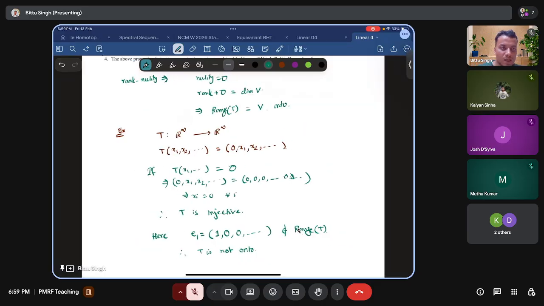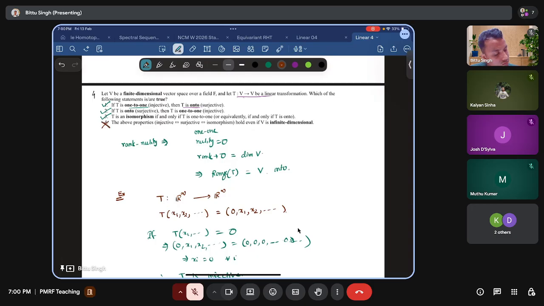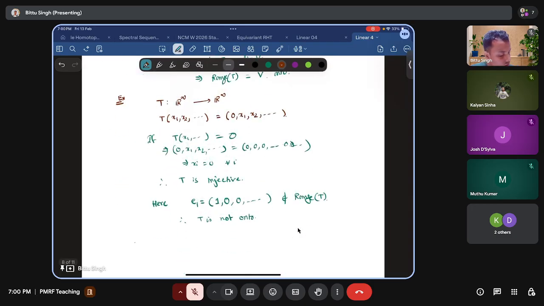Can you construct another example that is injective but not onto? Can you construct another example where it is onto but not injective? So 4 is false. Can you construct an example where it is onto but not injective? The process will be similar. Instead of shifting in the right direction, we shift in the left.